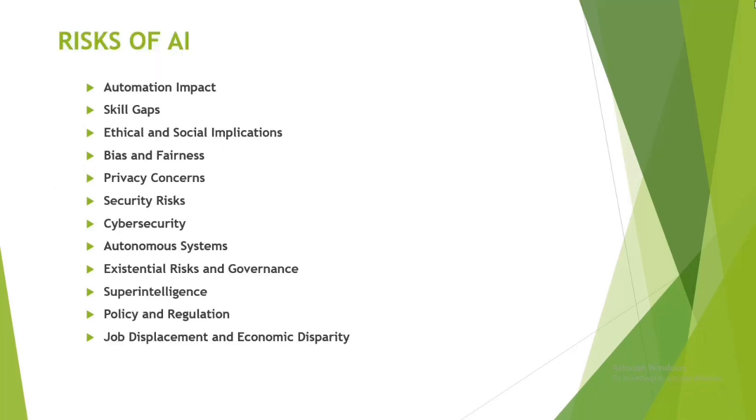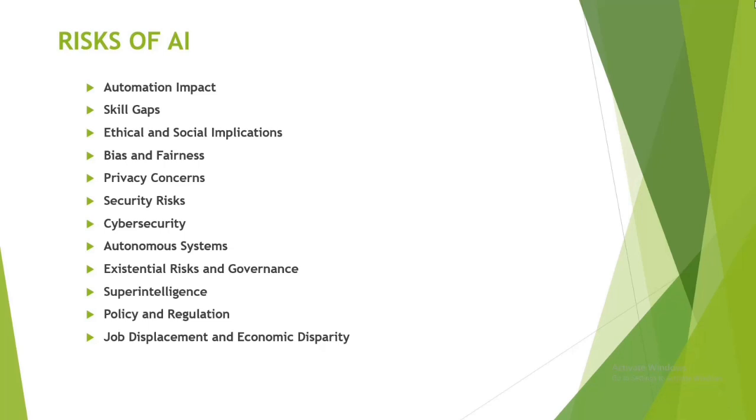And then next, risks. So what risks are available in AI? The main risk is job displacement and economic disparity. That means automation impact. The growth of AI and robotics could potentially replace jobs in various sectors, leading to unemployment and economic disruption. Low-skilled workers are affected very much.